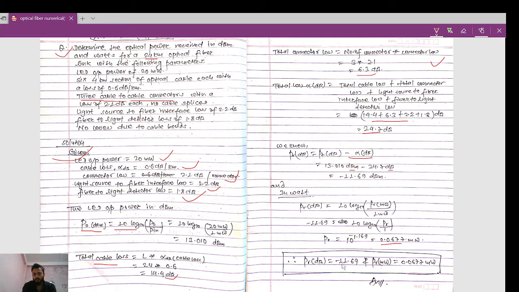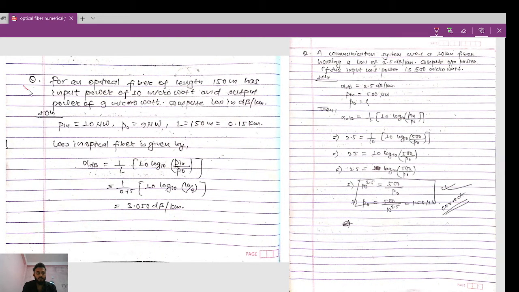So PR in dBm equal to minus 11.69 and PR in milliwatt equal to 0.0677 milliwatt. So in this way we can calculate this numerical. So let's jump to the next numerical.